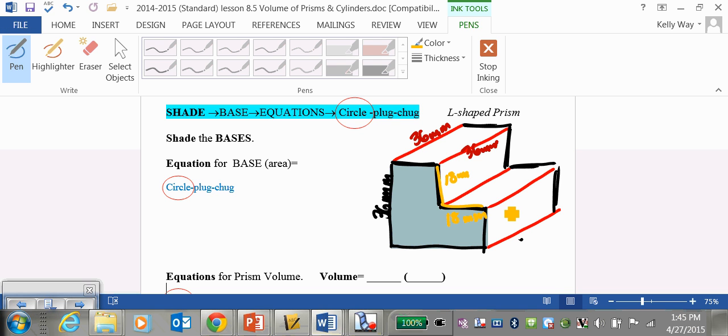Here's the most important thing we are doing today. I want every single person in the team to get your hands on the prism, and I want you to identify which are the bases. Ready? Every single person in the team themselves.